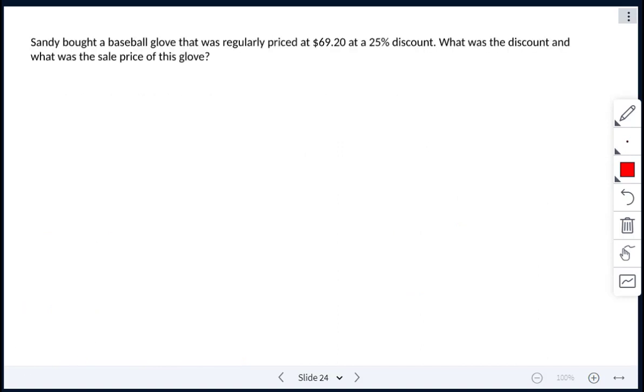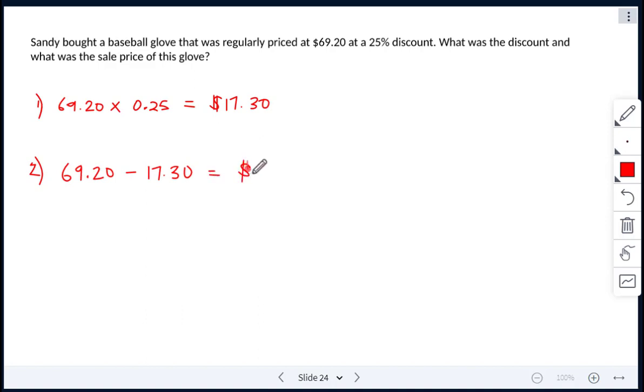So Sandy bought a baseball glove that was regularly priced at $69.20 at a 25% discount. What was the discount and what was the sale price of this glove? All right, so the first step in a question like this is we have to figure out what's the discount. So we take our original amount, $69.20, and we'll multiply it by the 25% discount. Put that into decimal, which is 0.25. Multiply that and we get $17.30. And then the second step is to subtract that discount from the original price. So $69.20, we're going to subtract $17.30 and we get $51.90.